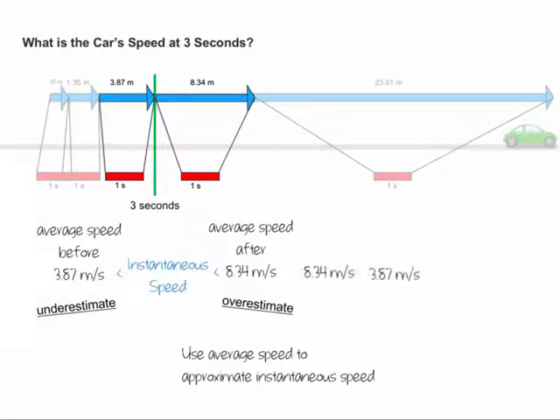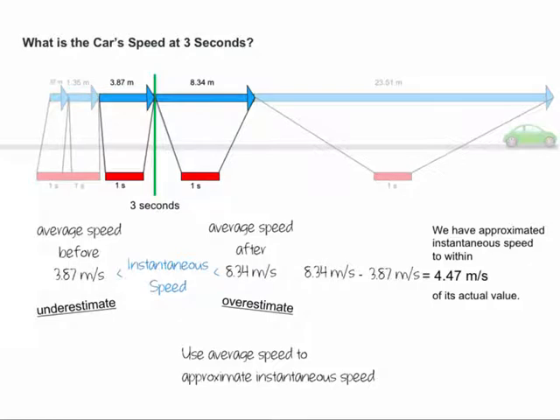If we subtract these two approximations, we can measure the accuracy of our approximation. Here, we know that we have approximated the instantaneous speed of the car's trip at 3 seconds to within 4.47 meters per second of its actual value.